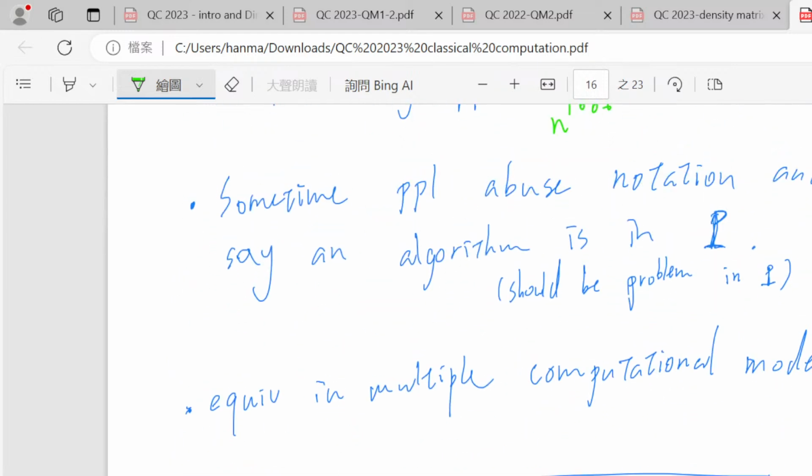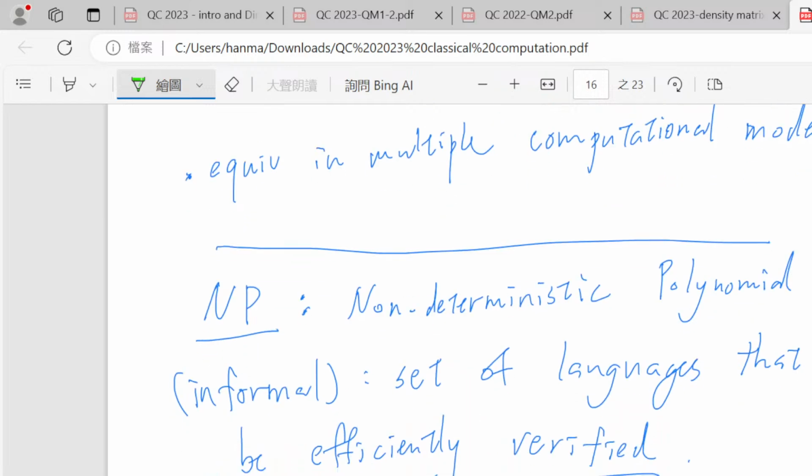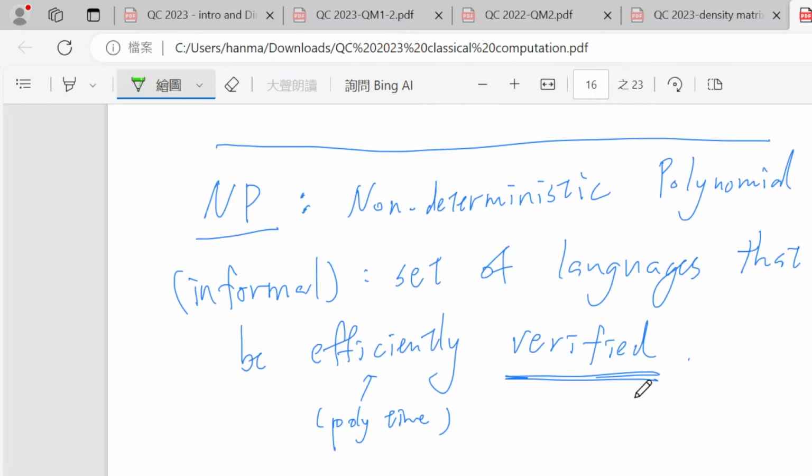So yeah, we didn't really say how long it takes to solve the problem. But we say once you have an answer, then you can efficiently verify the answer.